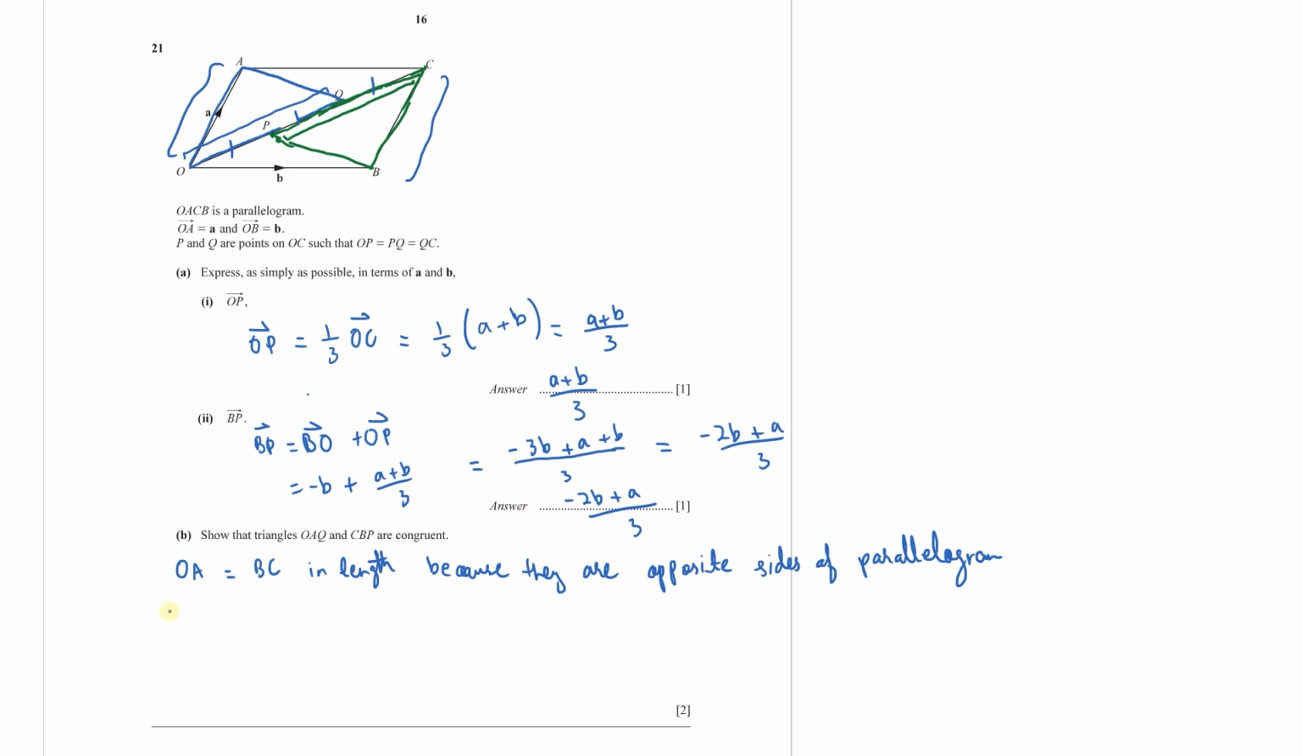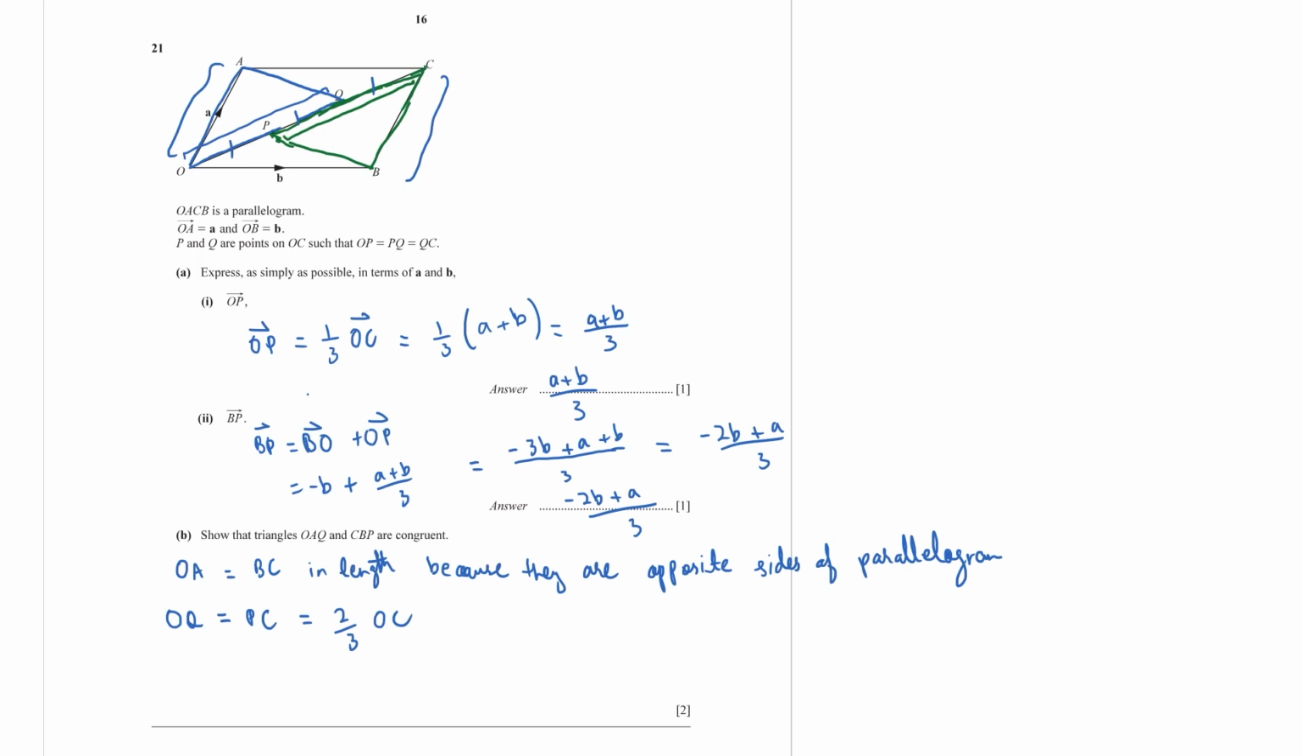So let me write it here. OQ. So this length here marked in blue, OQ equals to this length marked in green, which is starting at P and ending at C. This length PC is equals to 2/3 of OC, because you're given that this length is divided into three equal parts, and both the blue triangle and the green triangle get two of these three parts. So this length is also equal. So now we have established that length OA, BC are equal, length OQ and PC are equal.